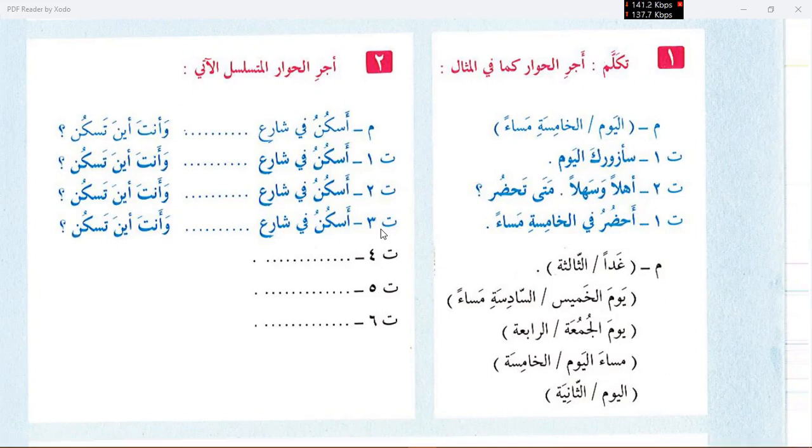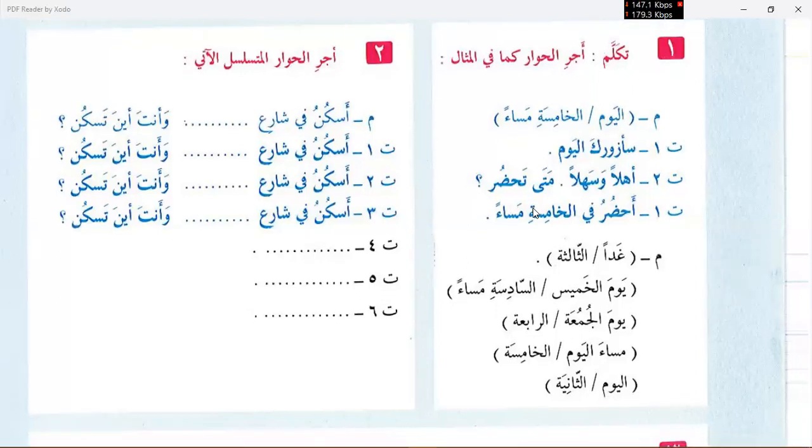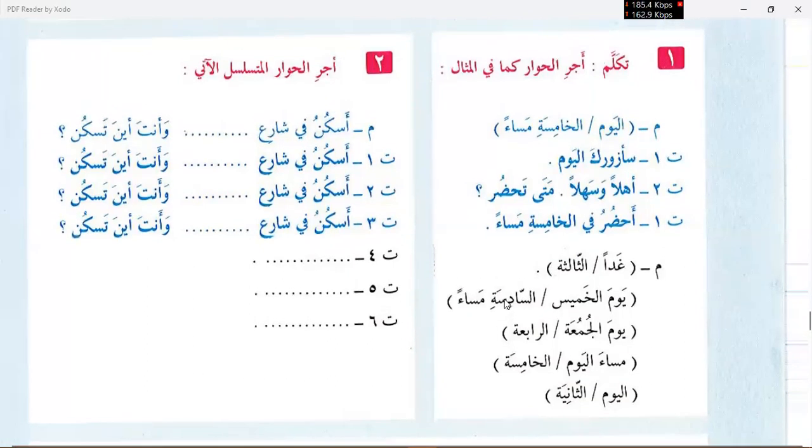I'm a bit lost. Askunu fi shari'. No. Ahlan wa sahlan. Oh, ahlan wa sahlan. Mata tahduru. Ahduru fi rabi'a masa'an. Sadisa masa'an. Oh, sadisa. Ahduru sadisa masa'an. You can start with this. Okay. You say you'll visit me on Yom al-Jumu'a. Okay. Sorry, Yom al-Khamis was not used. Yes. So I'm lost.